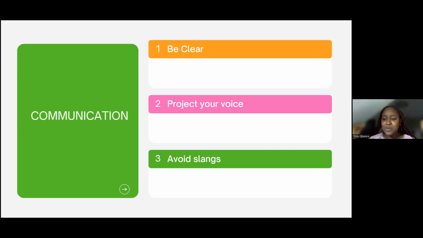The person who is supposed to hear and invest in your project and your idea would not hear it because your voice is small. Me too, my voice is small. But it's important that you project your voice.